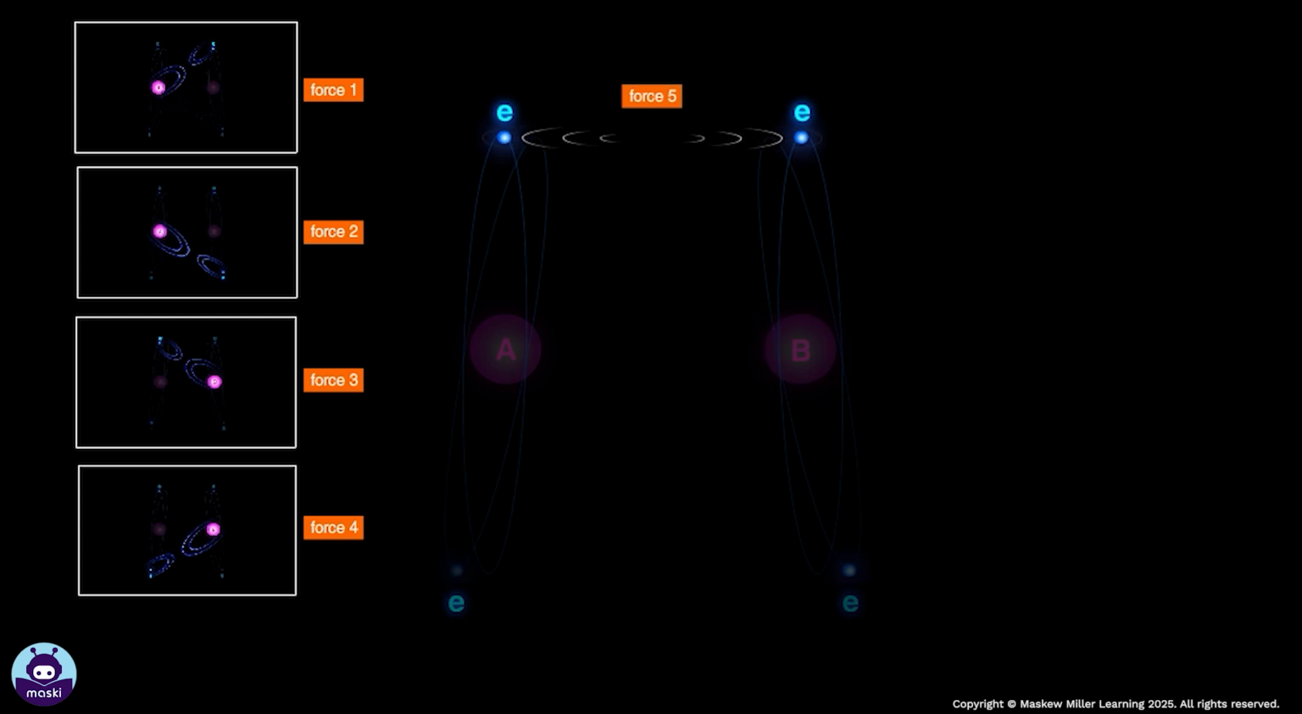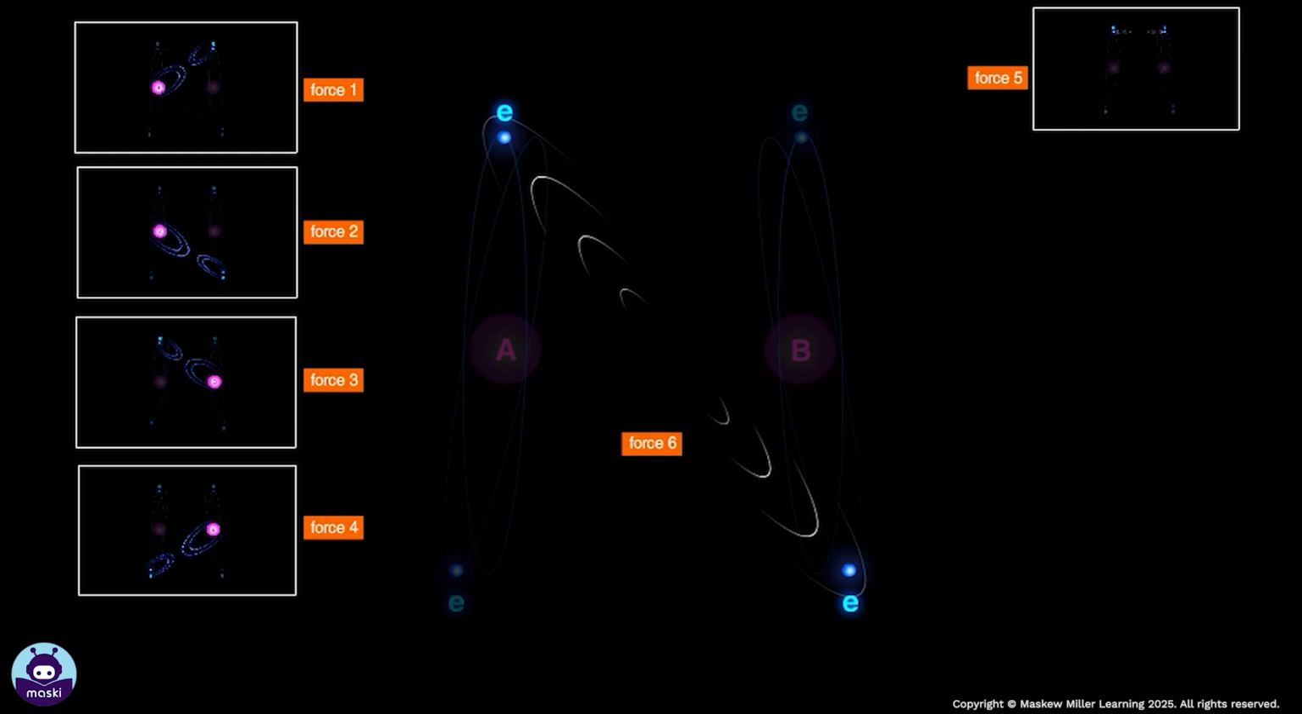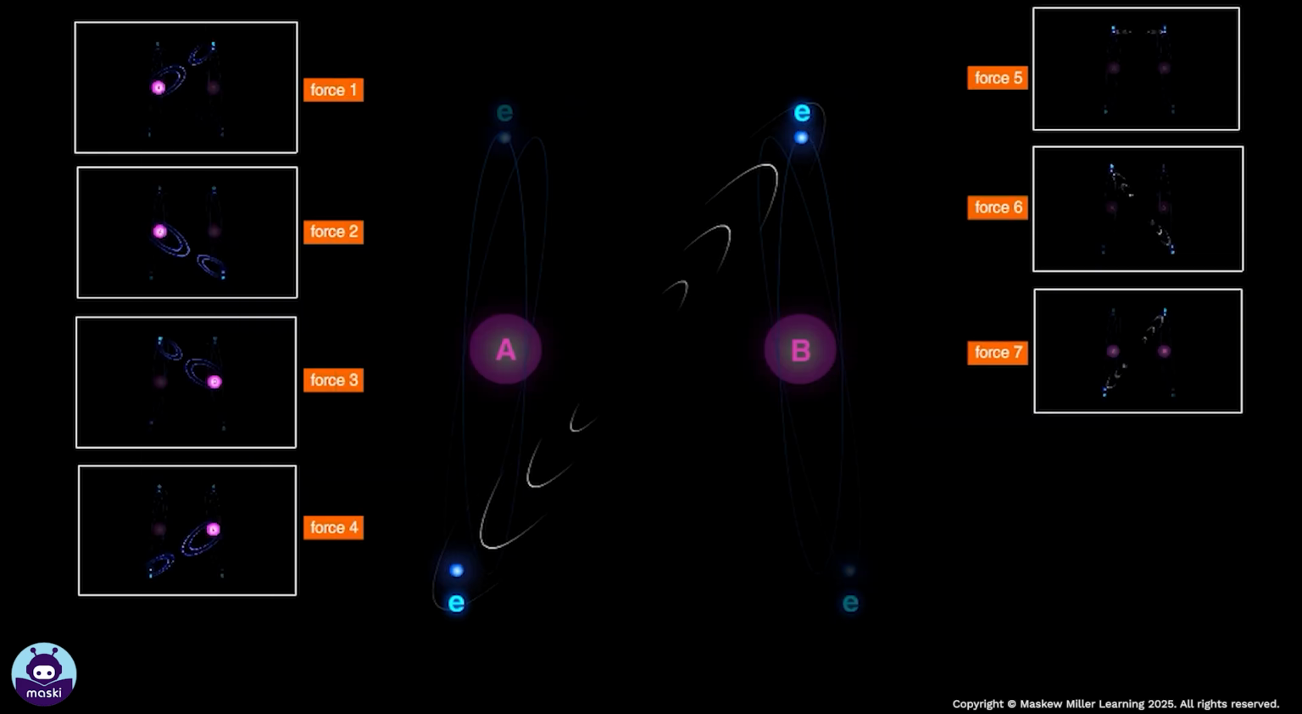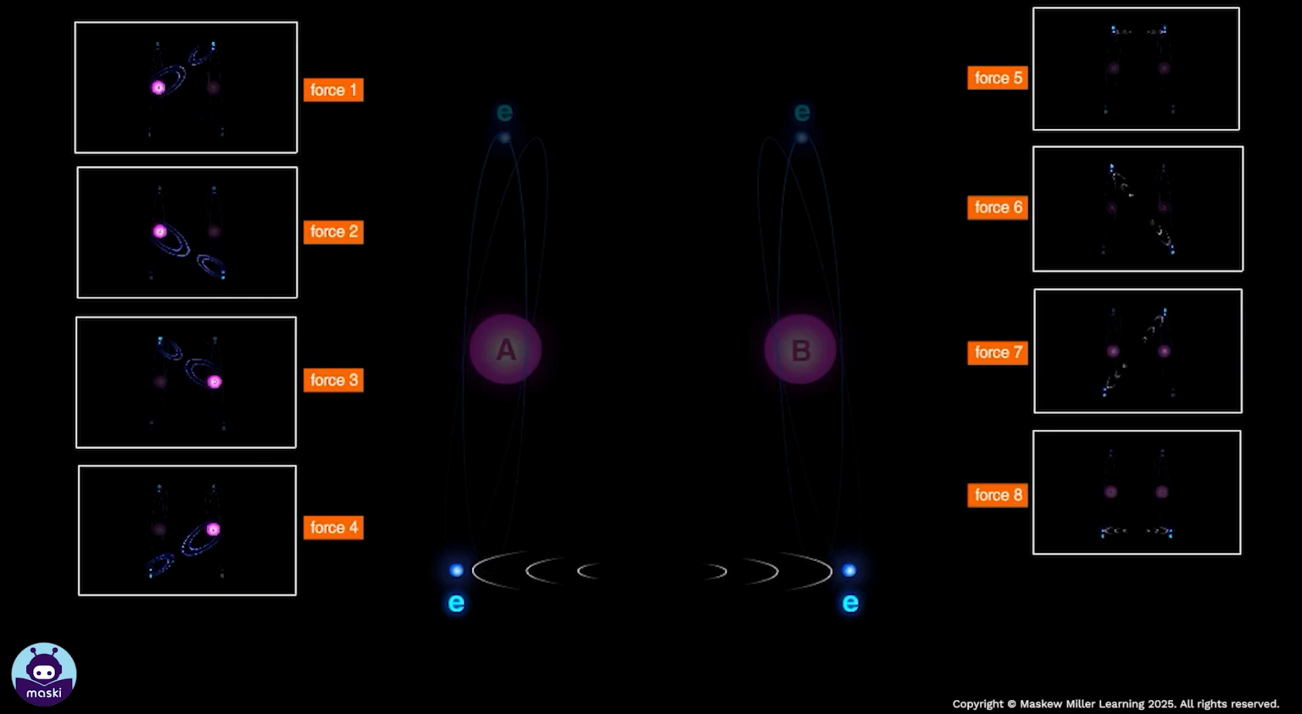Forces 5 and 6. We can also see an electrostatic repulsive force between one of the electrons of A and each of the two electrons of B. Force 7 and 8. Similar to forces 5 and 6, there is an electrostatic repulsive force between the second electron of A and each of the two electrons of B.